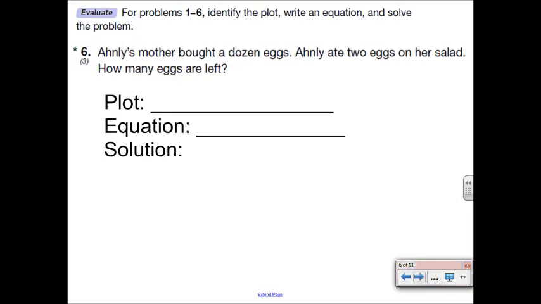And the last of those word problems, Anli's mother bought a dozen eggs. Anli ate 2 eggs on her salad. How many eggs are left? So this one's a separating one. We had a dozen eggs to start with, we took some away, and then there's some left. So we have separating.